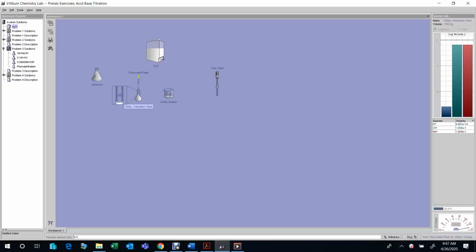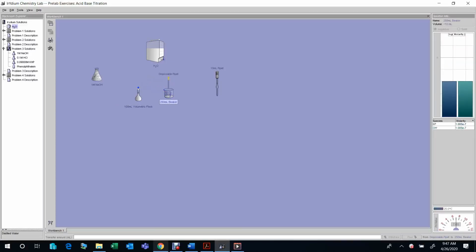Pour. Okay, so 0.5 won't increase the level much. Then it's safe for us to add another 0.5. Okay, and then there's no solution left. Then I need to withdraw 1.0.